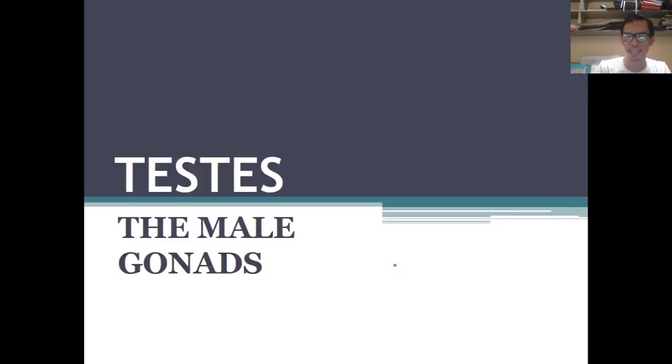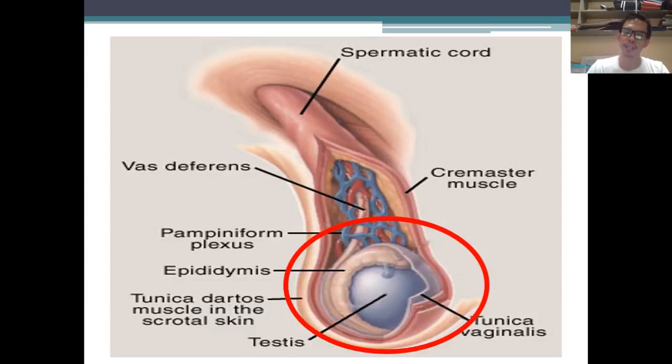Next one is the testes. The testes is the male counterpart of the ovary, and it is located inside the scrotum, so it is protected by the scrotum, and it is outside the body. Unlike the ovary, which is located inside the female's body, the testes is located outside of the male's body.